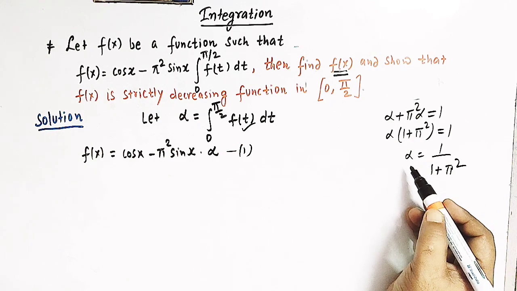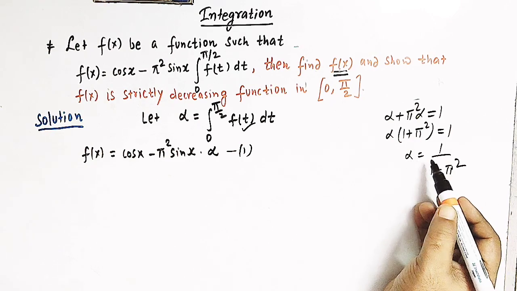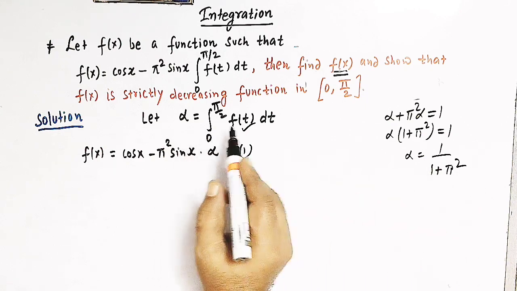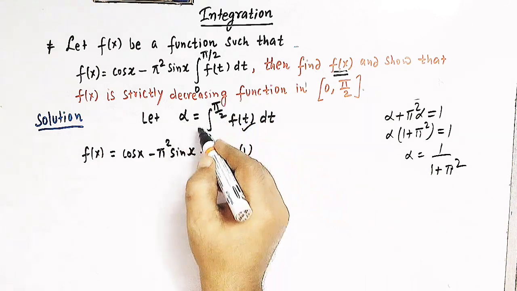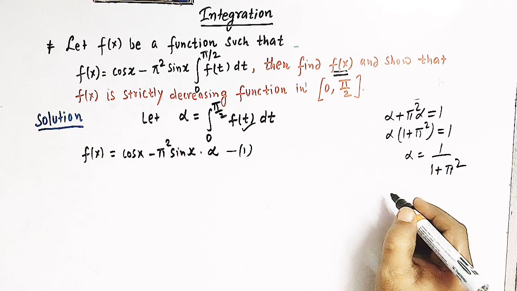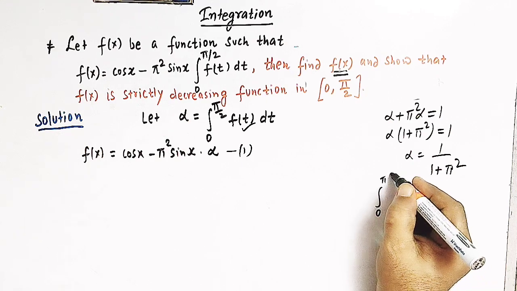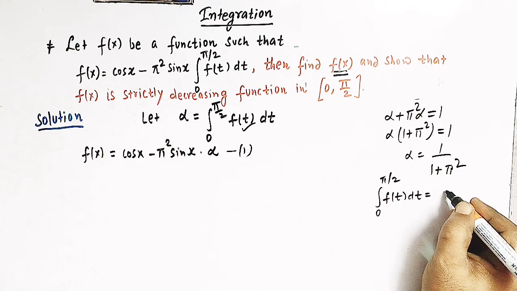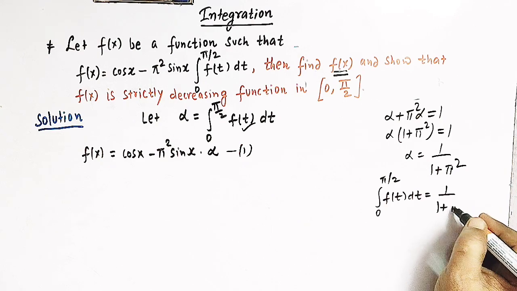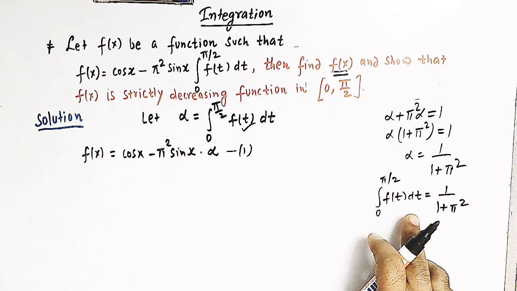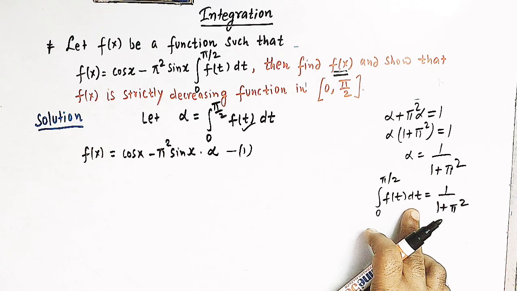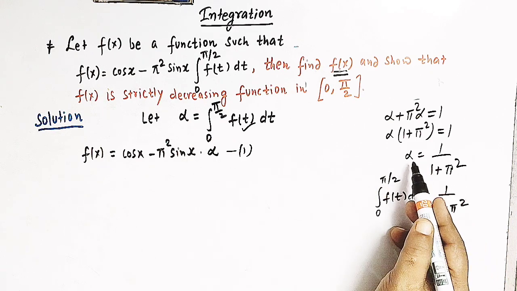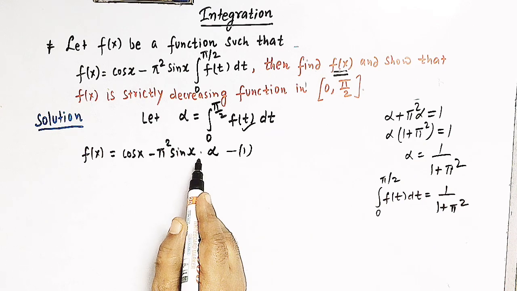So now getting the value of alpha as 1 over 1 plus pi square, we can easily conclude that the value of this integral, that is the integral from 0 to pi by 2 of f of t dt, is equal to 1 over 1 plus pi square. So this is also an important deduction from the value of alpha. Now let us substitute this value of alpha over here.